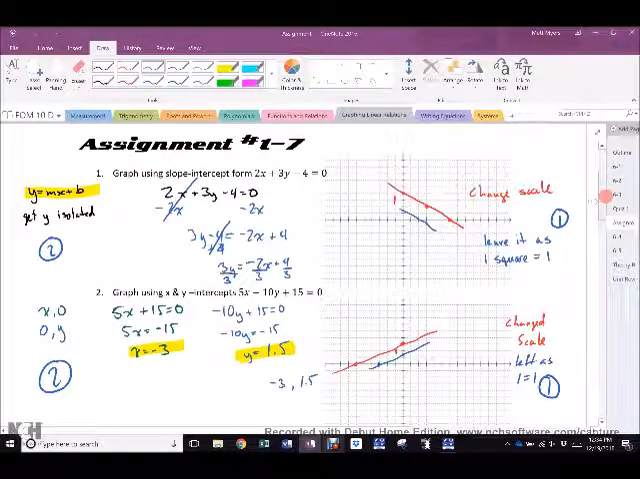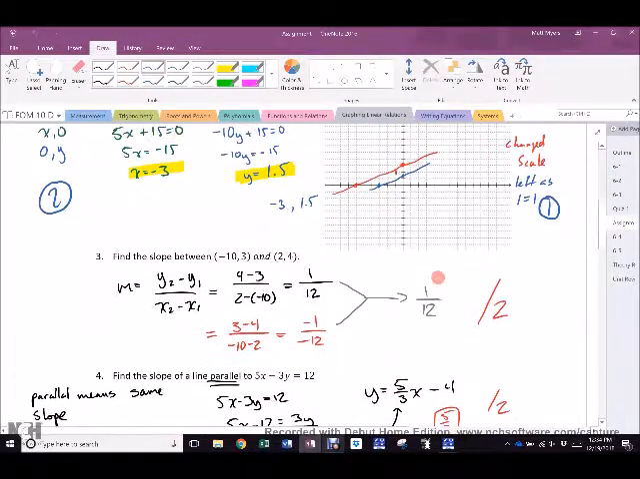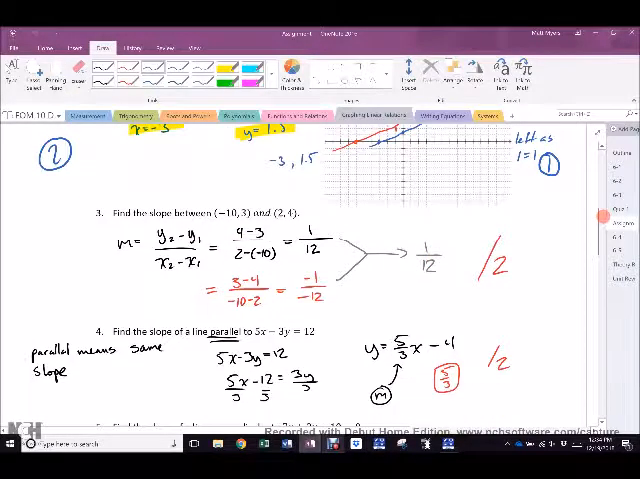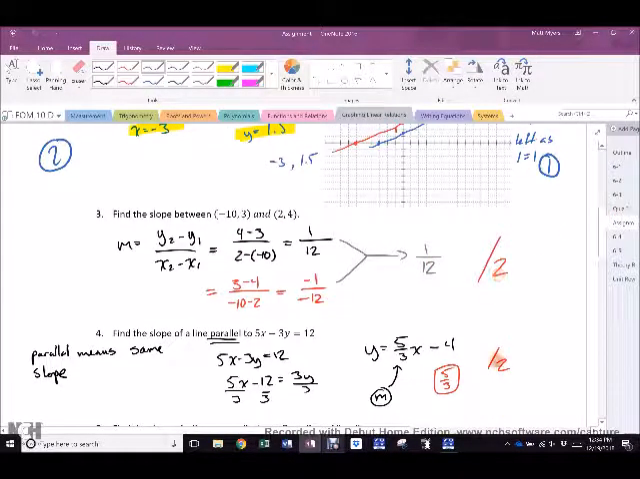All that stuff about scale. All that stuff about how as long as you label them, it works. No matter how you label it, as long as you label them right, you're going to get the right answer. And finally, 4. These are all out of 2.